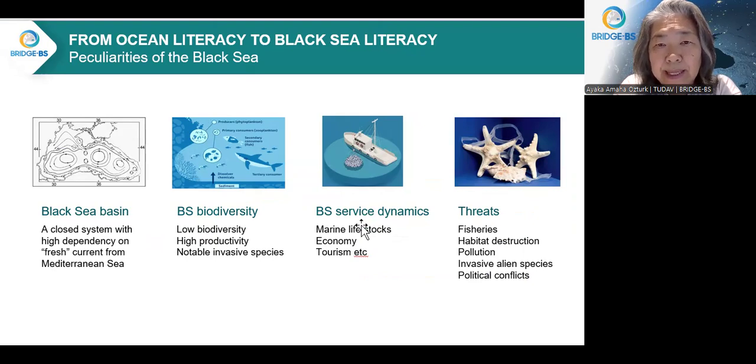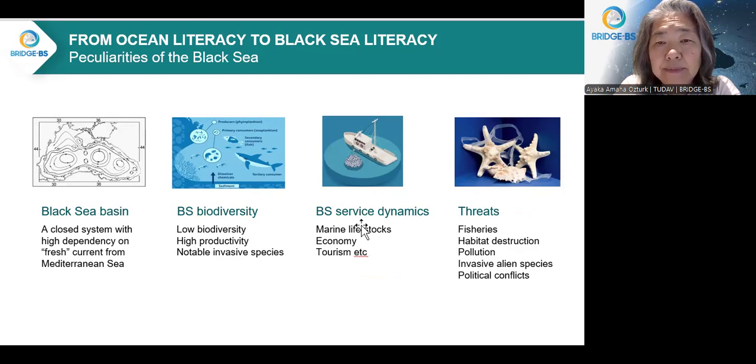So here I explain the peculiarities of the Black Sea basin. The Black Sea is a closed, well, we say semi-closed sea with high dependency on the fresh current from the Mediterranean through the Turkish Strait system. Its biodiversity is quite low, but the productivity is very high. And the invasion of alien species has been quite significant in this semi-closed sea. As a service dynamics, they have influence on marine life stocks, economy and tourism, and other human activities.